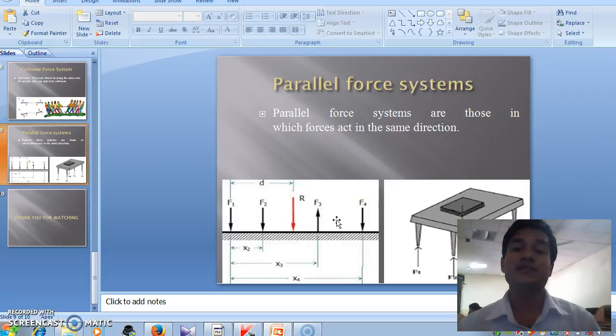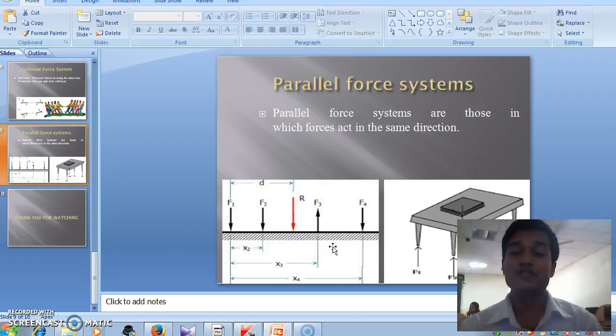The last one is the parallel force system, which is when the forces acting on a body lie in the same plane and are parallel to each other. For example, here we can see various forces acting on the body with the same direction, meaning they are exactly parallel to each other. Here we can see F1, F2, F3, F4 and R. All these forces are parallel to each other, although they may be in the opposite direction. Somewhere F3 is opposite to all the other forces acting on the plane.